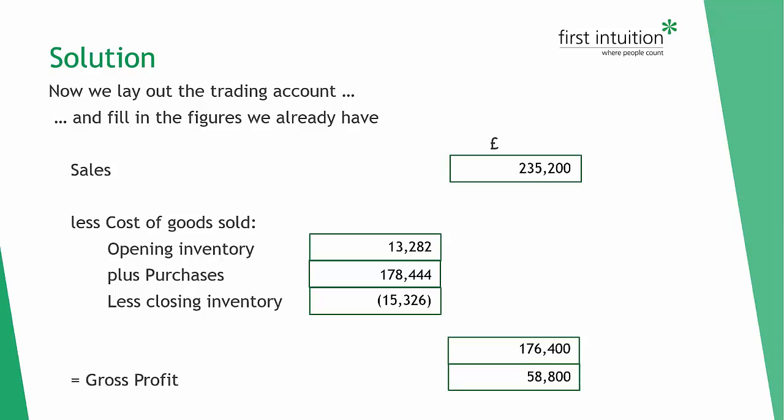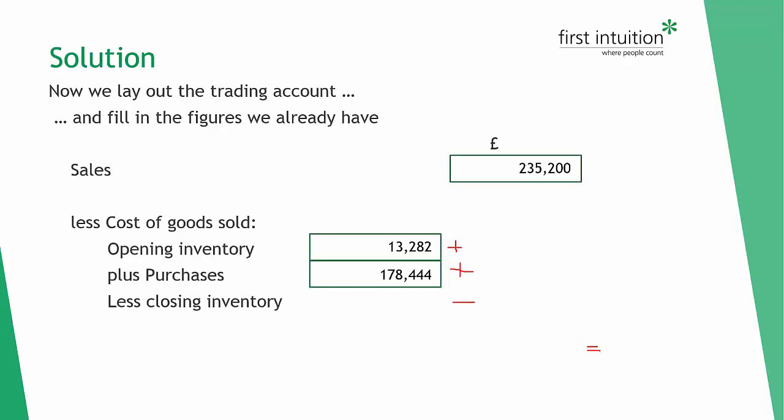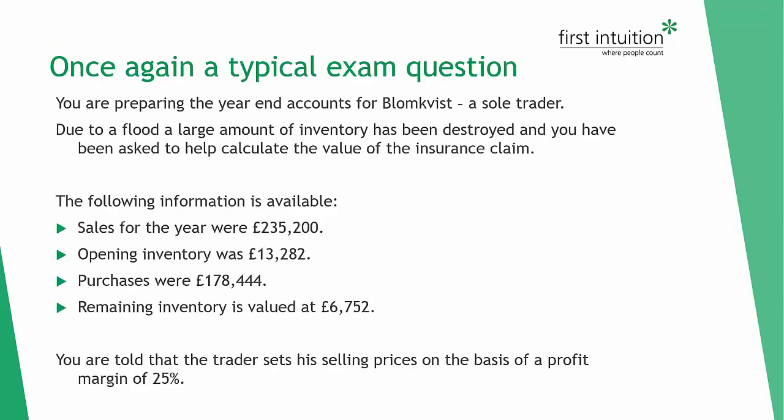Oh, Amy, right. Insurance number 6,000. Let's just roll back. The 6,752, that was in the original data. We were told in the original data that the remaining inventory is valued at 6,752. That is how much is left after the flood damage. Okay, does that answer your question? Yep, grand. Okay.